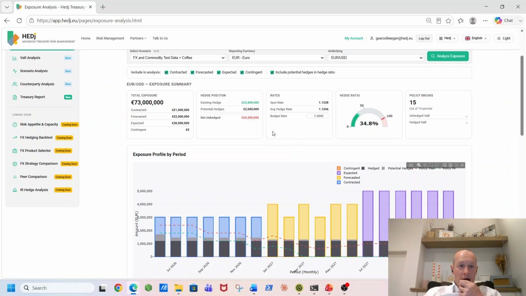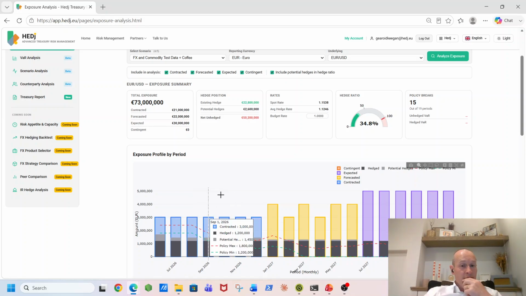exposure, what's contracted, what's forecasted, what's expected, your current hedges, if you do have potential hedges that you're looking at, and then your unhedged position. It takes into account the current spot rate, your average hedged rate from your hedging trades, and then what your hedge ratio is for that underlying. And then it also breaks it down by maturity date.